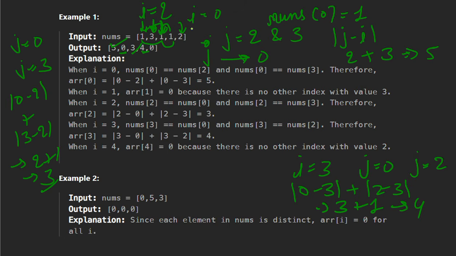And when i is equal to 4, there is no pair formation. So if no pair formation, then answer is 0. So we return the output array. Then let's see example number 2. In example number 2 we have 0, 5 and 3. For 0 there is no other 0 available, so no pair formation, so we directly store 0. Same for 5 and 3, no pair formations are there, so we directly store 0.